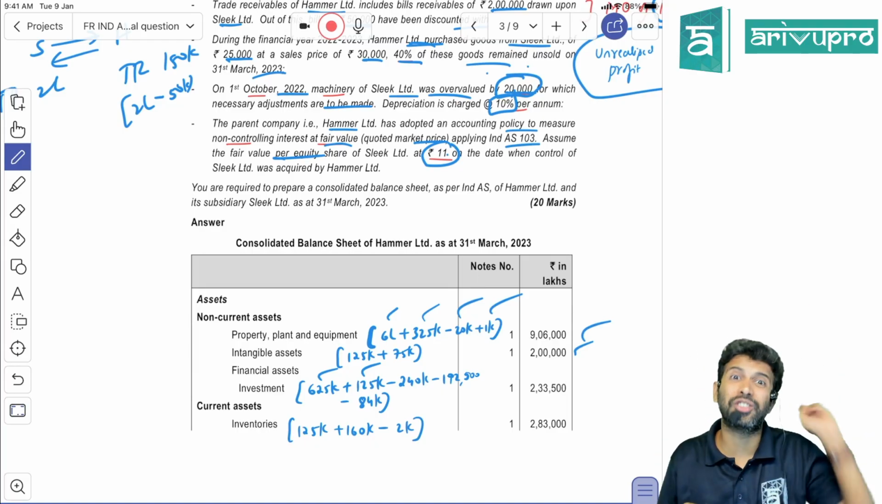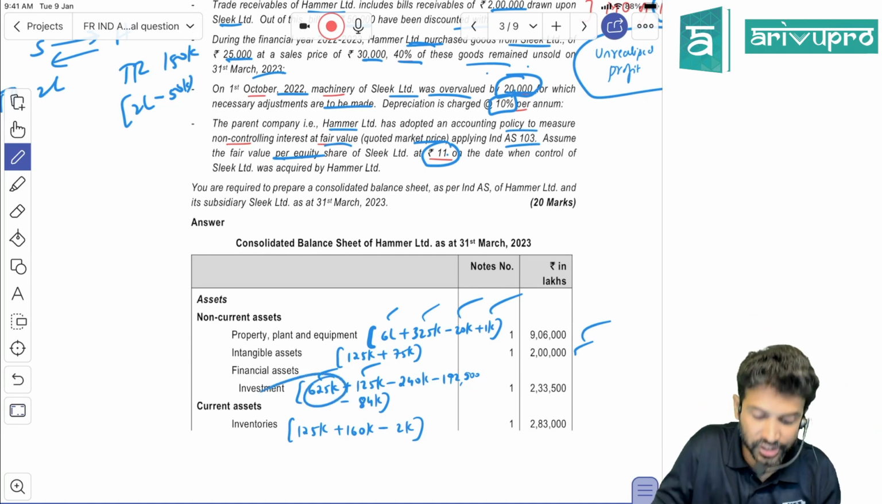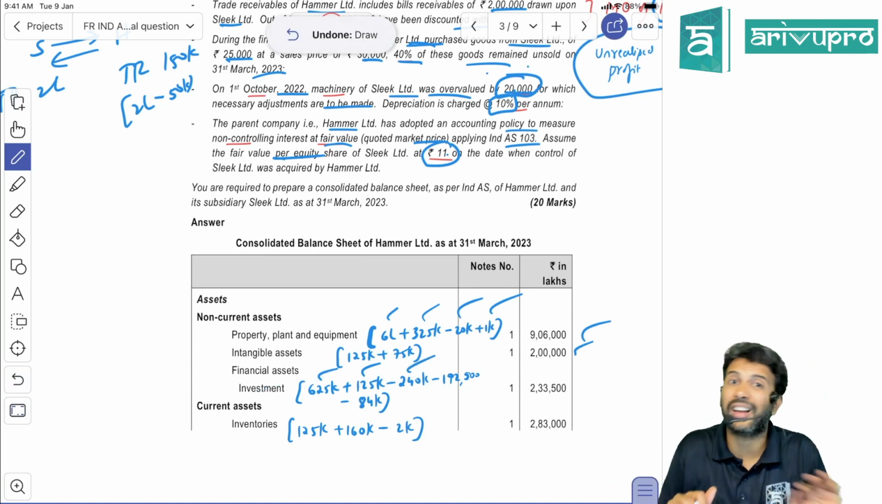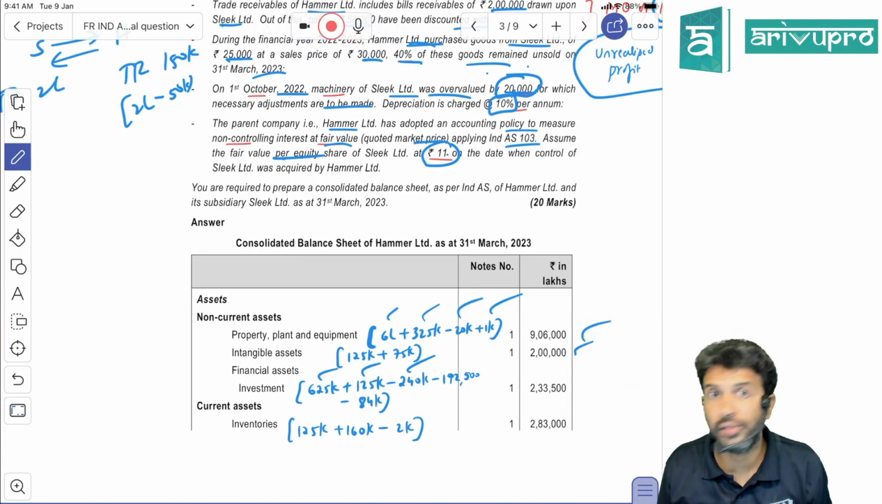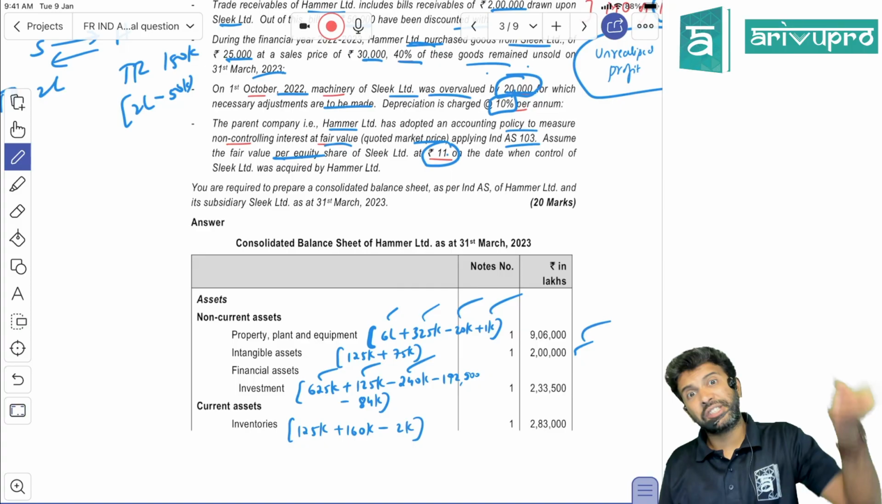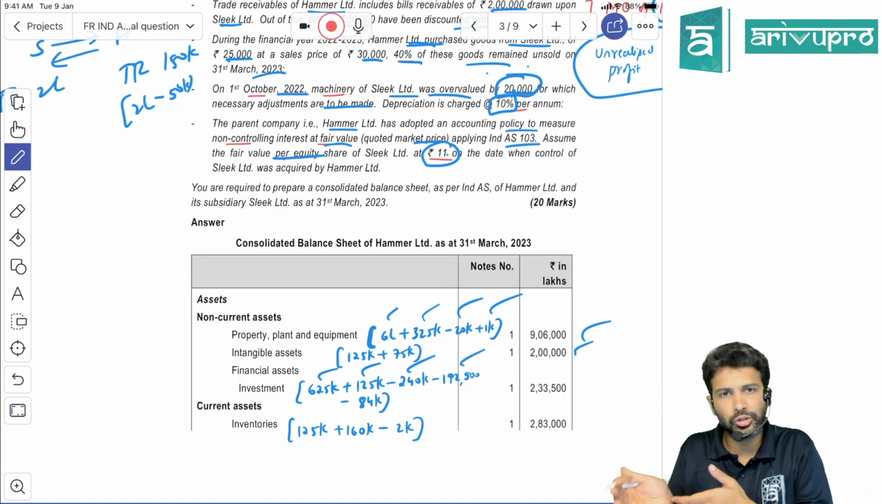And this investment in subsidiary company, parent purchased in two installments, not in one shot. First, they purchased 20,000 shares by paying 240, which is included in the 625. So minus that, because it will not come in the consolidated financial statement. Instead of investment, goodwill, capital reserve and all will come. Then they purchased 17,500 shares more by paying 1,92,500. So that is also included, minus that.